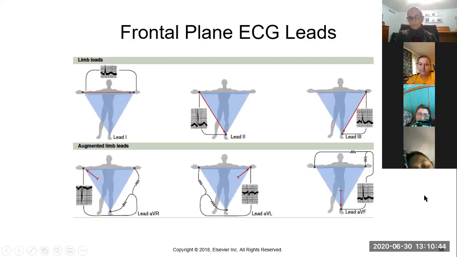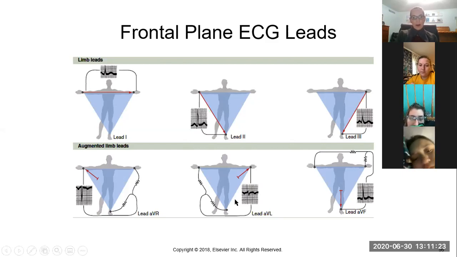Okay, so let me scoot you guys over. All right, so frontal plane ECG leads. So this is the frontal plane. You've got limb leads. Limb leads are lead 1, lead 2, and lead 3. Your first lead, you can see, is from hand to hand, right? Lead 2 is from right arm to left foot, and lead 3 is left hand to right foot. Does that make sense? But that is a frontal plane.